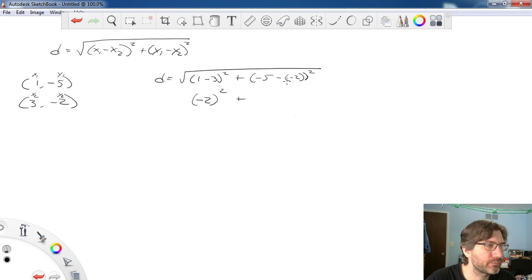And then over here, again, clean up your signs. That becomes a plus. So negative 5 plus 2 gives you that negative 3, which again is going to get squared out anyways to be positive. So this is just going to be 4 plus 9. And that is the distance is the square root of 13. And you can't do anything about that.